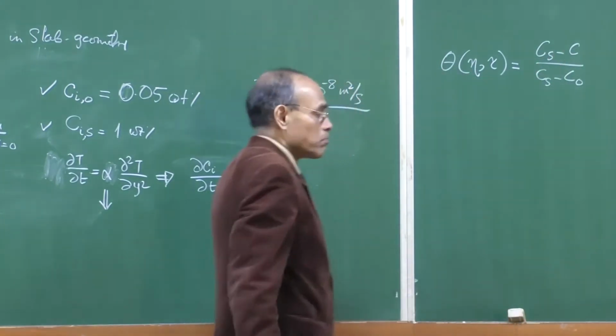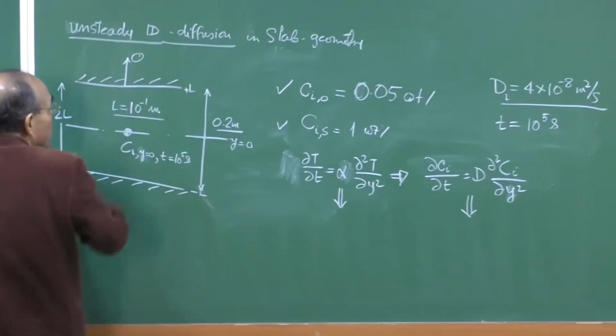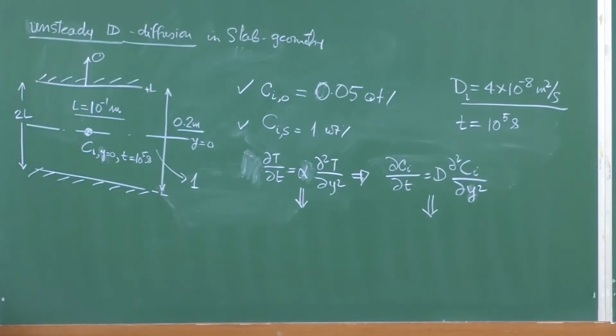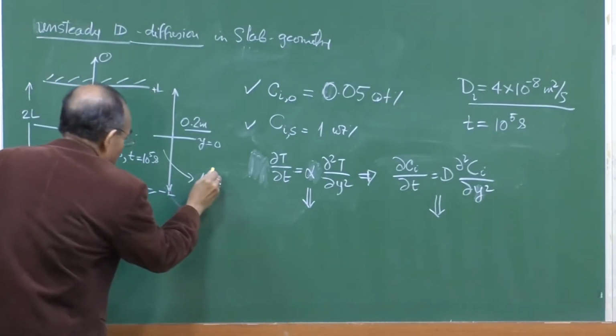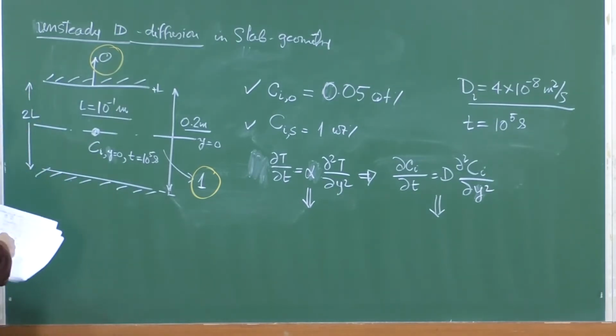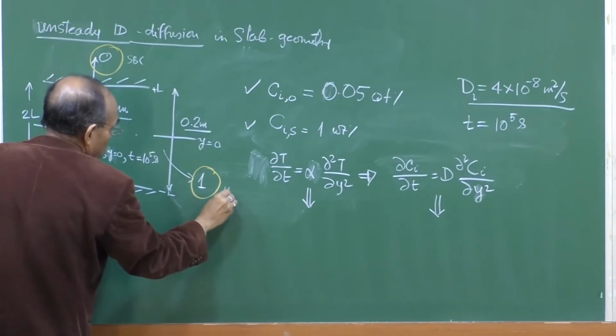So, therefore, the dimensionless boundary conditions: here it is going to be equal to 0, and the corresponding initial condition is going to be 1. Okay? So, these are in terms of dimensionless boundary conditions, initial condition and surface condition. This is the surface boundary condition and this is the initial condition.